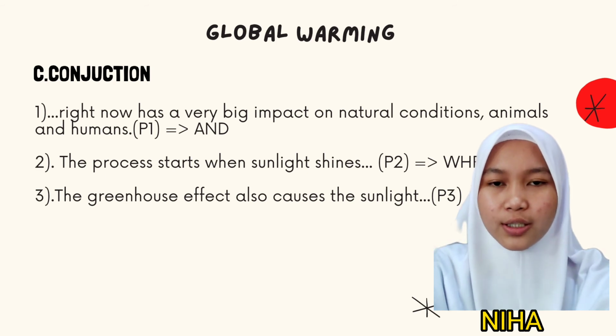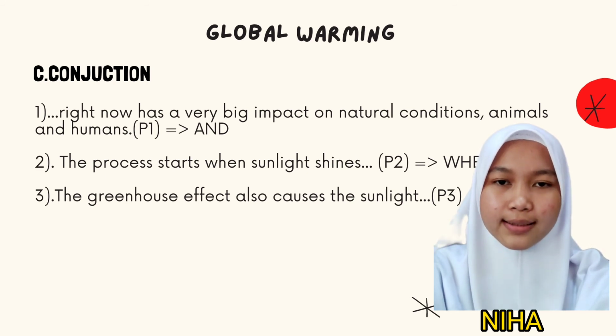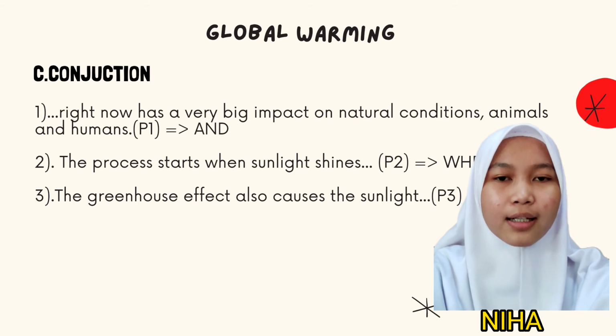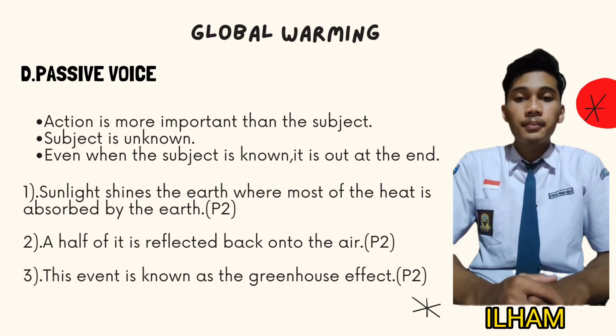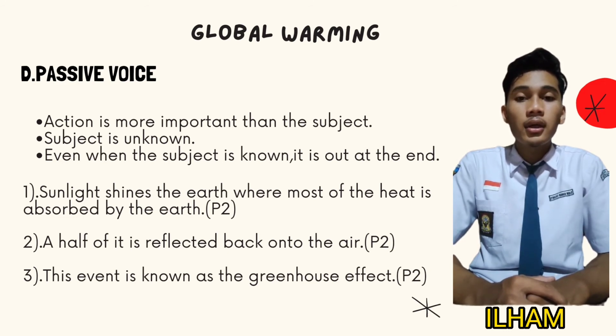D. Conjunction. Examples from the text are number 1 and number 2: when, and the last is also. Passive voice. Point number 1. Action is more important than the subject. Point number 2. The subject is unknown. Point number 3. Even if the subject is known, it is put at the end.